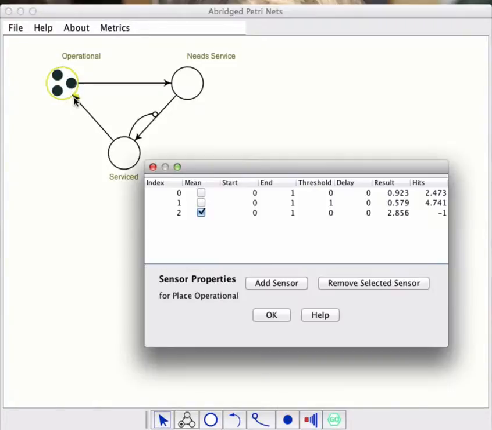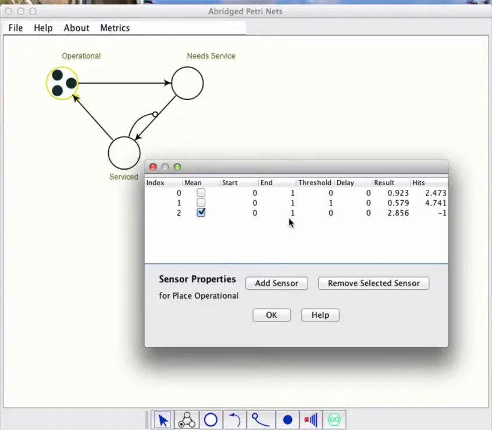So we can see that we have a 92% chance that we have at least one unit operational, 57% chance, or 58% chance, that we have at least two units operational, and on average we have 2.8 units operational.